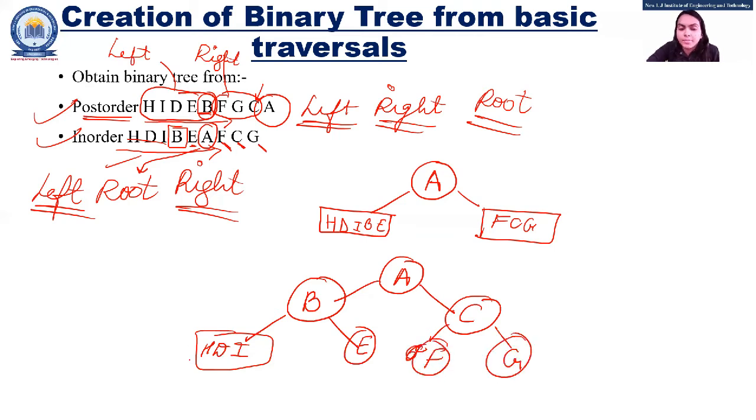Now we are remaining with H, D and I. So let's find out over here. So here in post order it is H, I, D. That means this D would be the root element. Okay, so this D would be the root element.